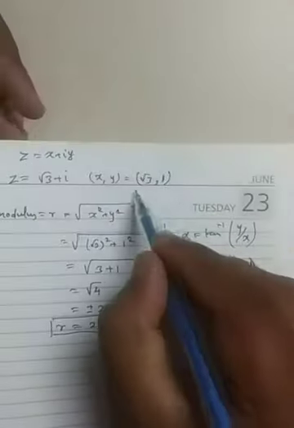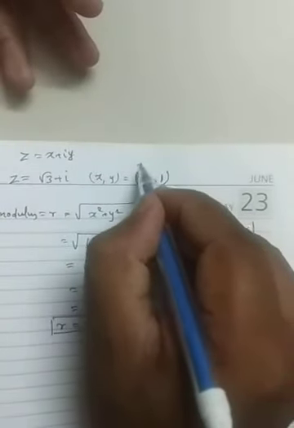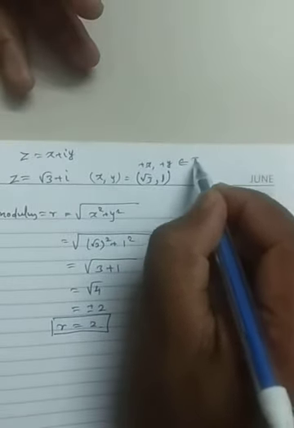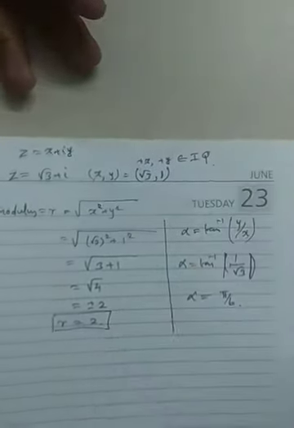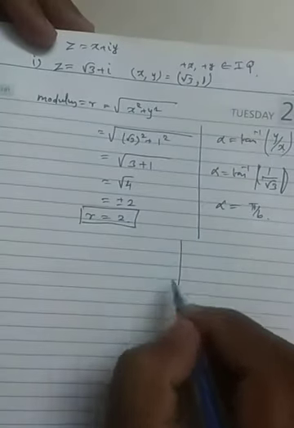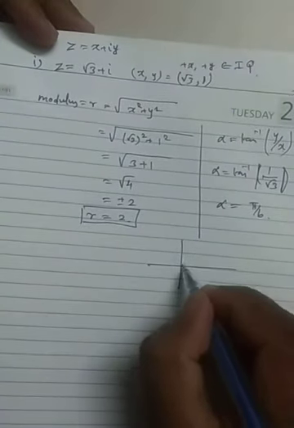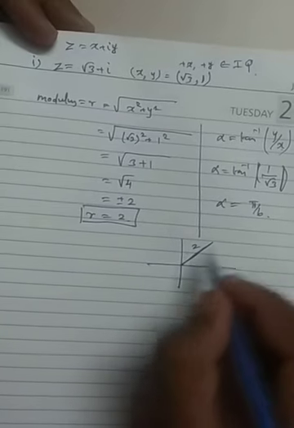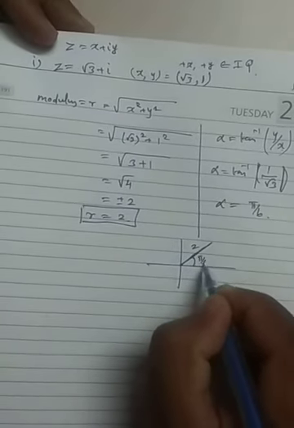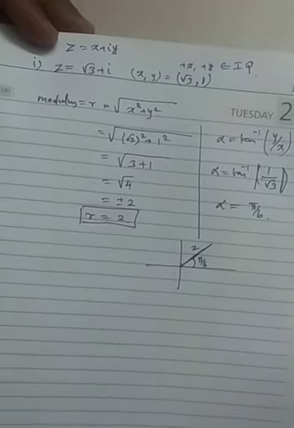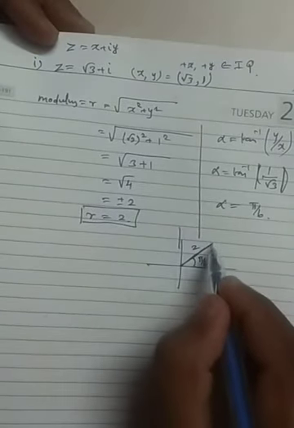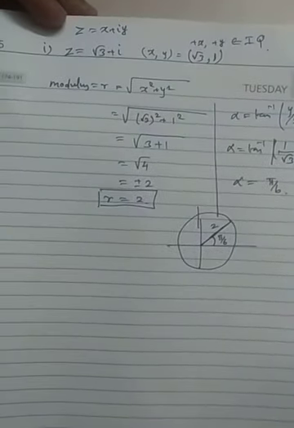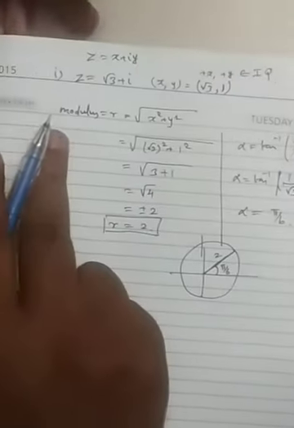One more thing: here it is root 3 comma 1, so the x value is plus and the y value is plus. So it belongs to the first quadrant. Is it clear? If you draw the diagram, it will be like this. Modulus is 2, so the radius is 2. This length is 2 centimeter or 2 units, and theta is here 30 degree, which lies on the first quadrant. So if you draw a circle of radius 2, the value will be here. That's the thing they are saying in the first problem.